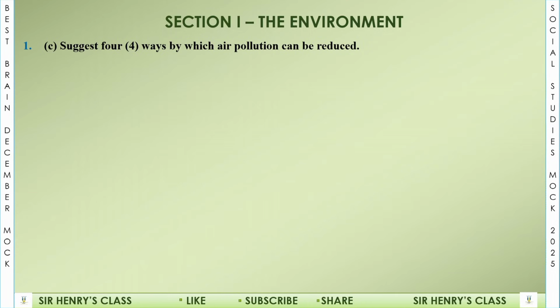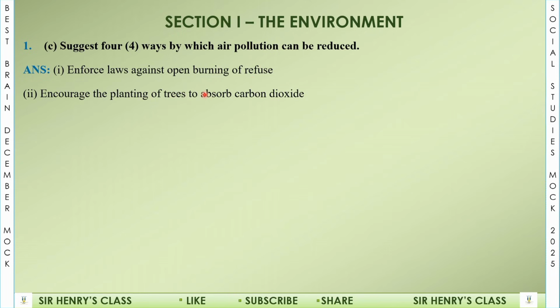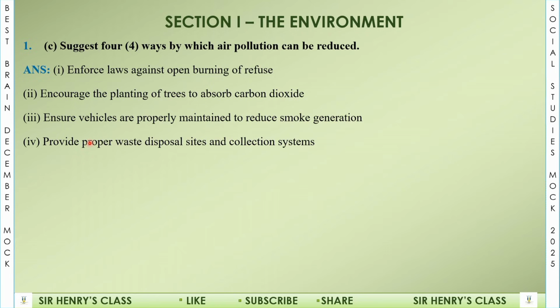Now let's look at 1C. Suggest 4 ways by which air pollution can be reduced, or measures to control air pollution. 1. We must enforce the laws against open burning of refuse. 2. We must encourage the planting of trees to absorb carbon dioxide. 3. Ensure vehicles are properly maintained to reduce smoke generation. 4. We must provide proper waste disposal sites and collection systems.